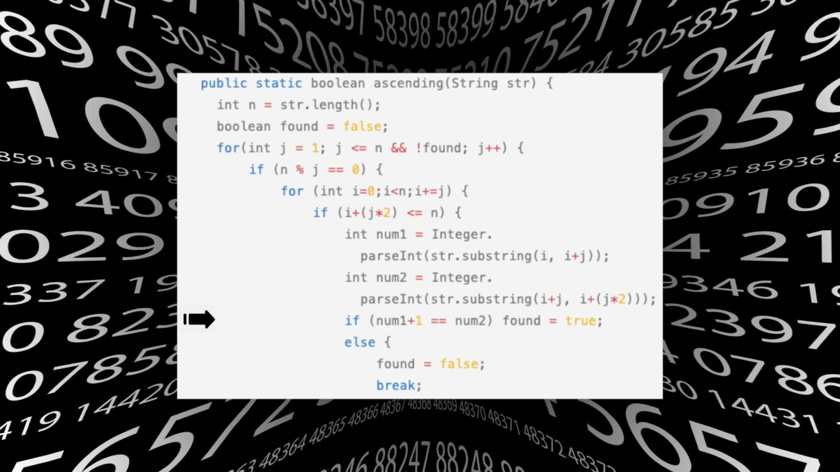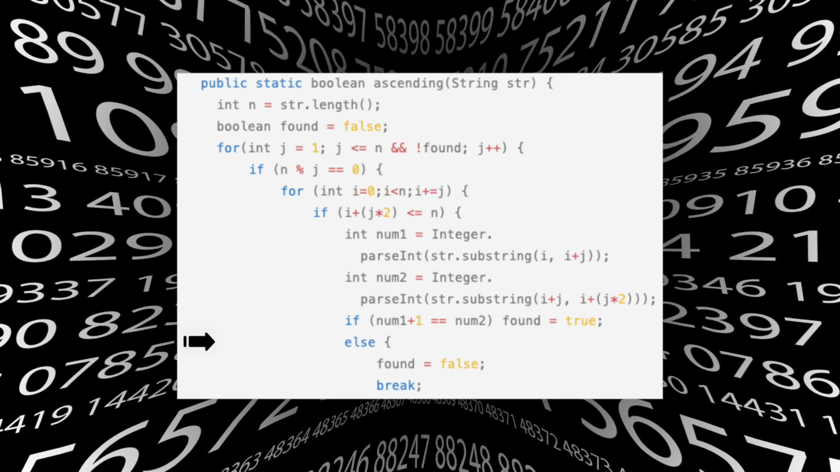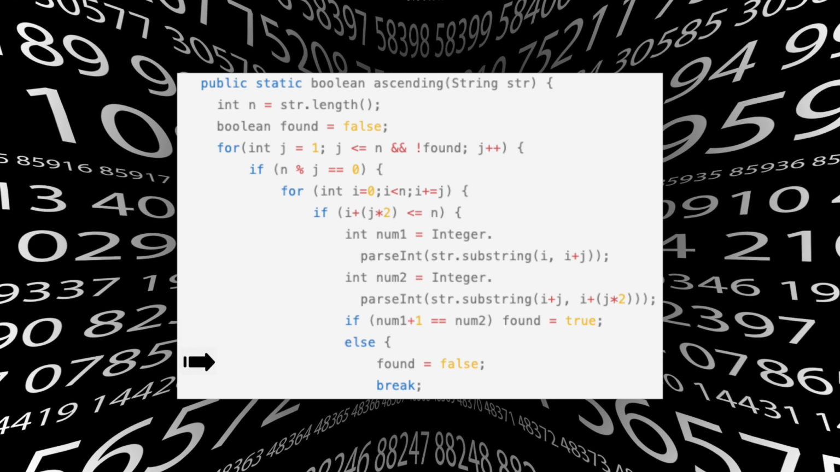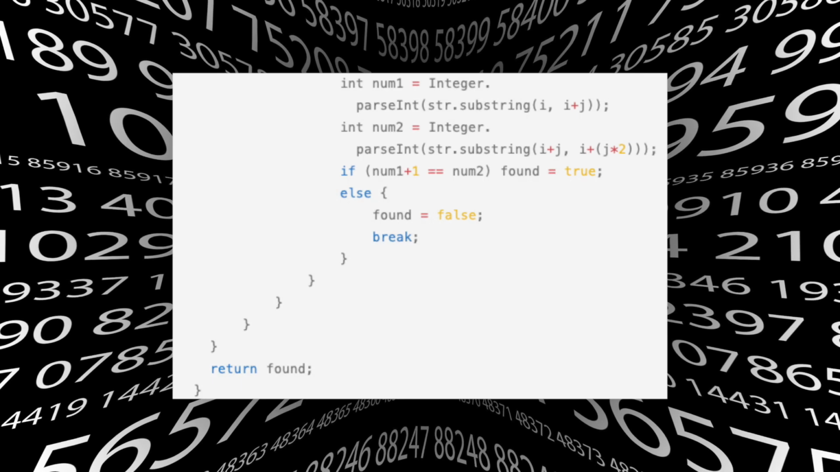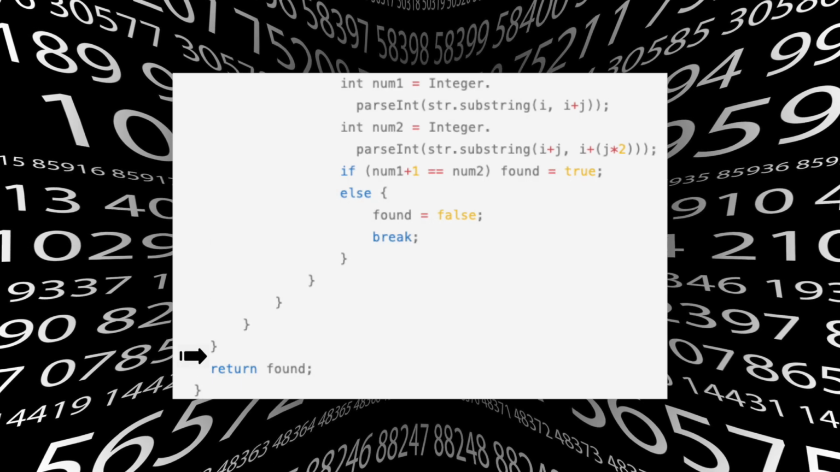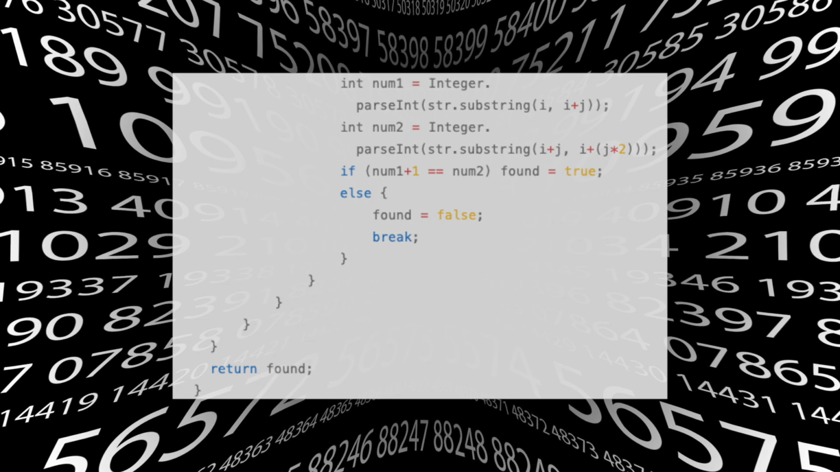If it does, I set my found variable to true, and let the inner loop continue processing. Otherwise, I set the found variable to false, and break the inner loop. When processing is complete, the value of found is returned to the caller. Phew, that was cool, man.